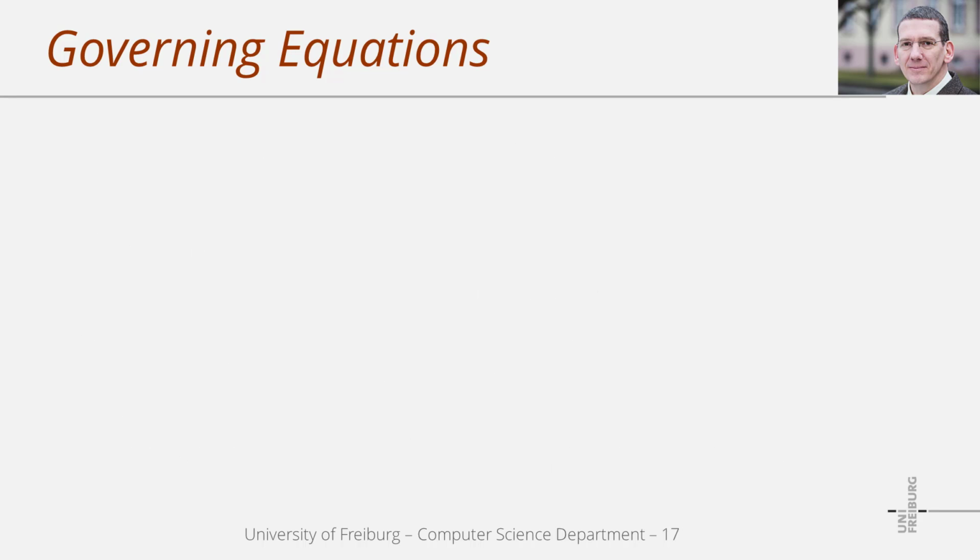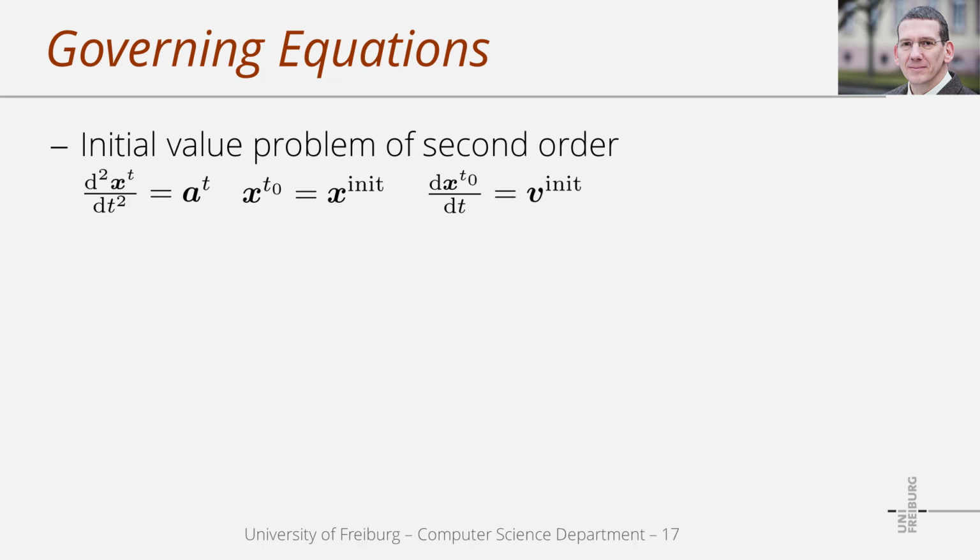I would also like to reiterate that the governing equations can be written in two forms. First, they can be written as a so-called initial value problem of second order, where second order refers to the fact that the second derivative of the position occurs in the equation. So the second derivative of the position with respect to time is equal to the acceleration. In order to get a unique solution, we need to initialize the particle position x and the particle velocity v at some user-defined time point t0. That's why the formulation is referred to as initial value problem.